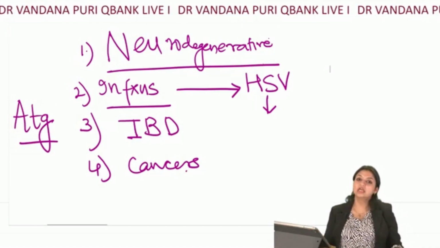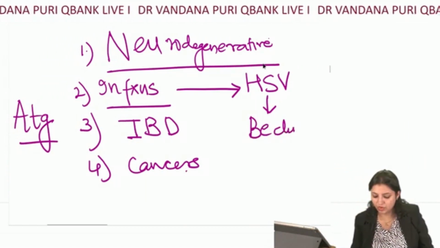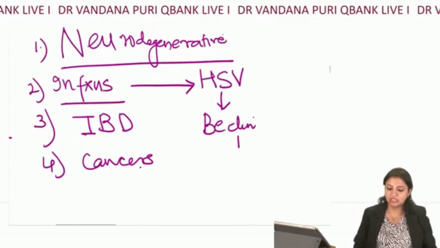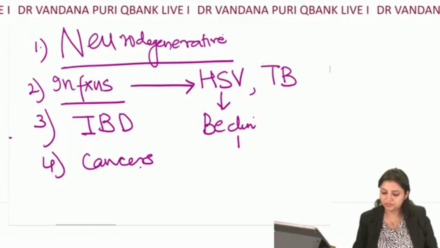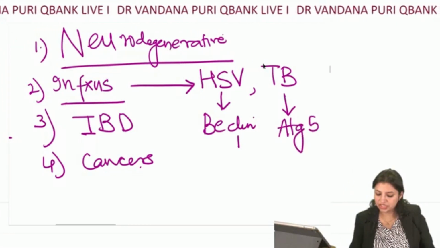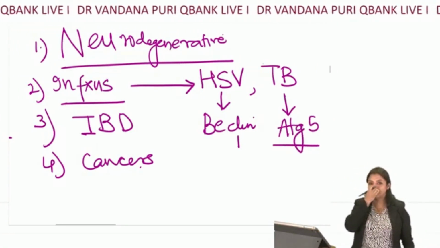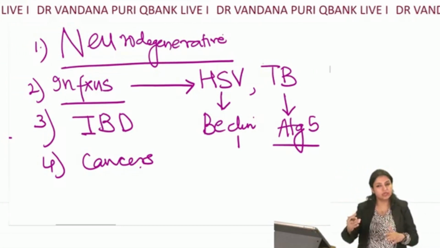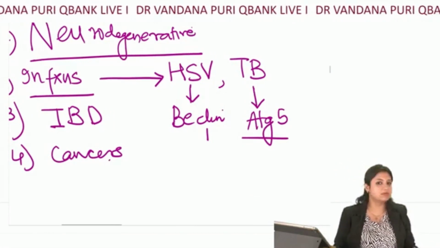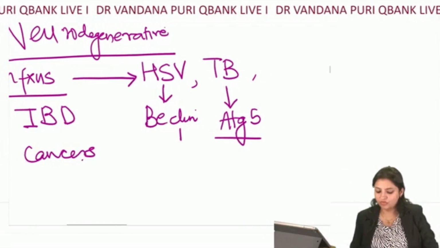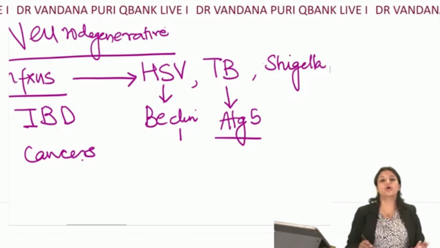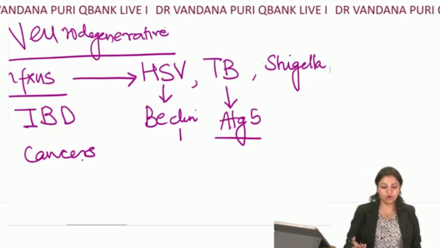How does it block autophagy? By blocking Beclin 1. That's the target. So HSV blocks Beclin 1 and stops the autophagy. The second organism is TB. TB causes alteration of gene ATG5. It can alter other genes also, but this is one common one which has recently come up. So it alters the gene, and so digestion or killing of TB bacilli does not occur. There is one more which they have suggested, that is Shigella. So Shigella can also block autophagy. So HSV, TB and Shigella can block autophagy.